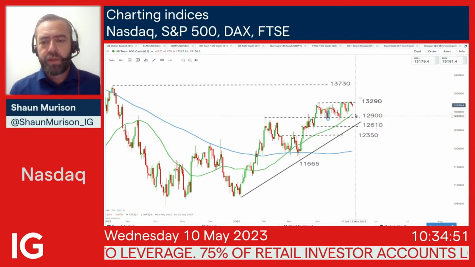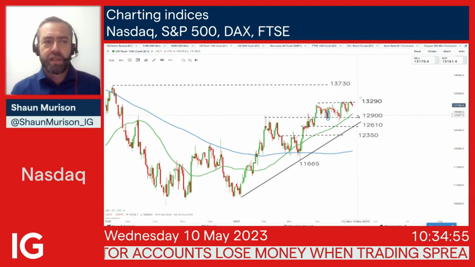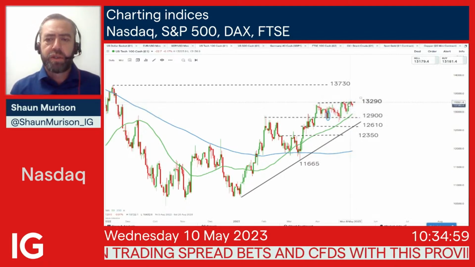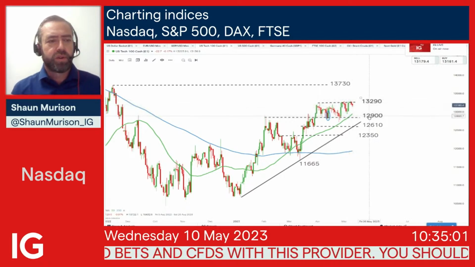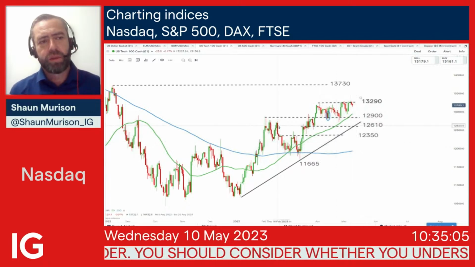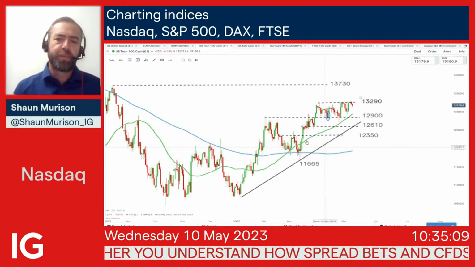In the event of a pullback, we're hoping to see a bullish price reversal closer towards 12,900 instead, where we'll be looking for a long entry. But we're not looking at picking tops. We're not looking at trying to short the index from current levels because we are respecting that longer term uptrend that is in place. The Nasdaq has been an outperforming index in 2023 so far.